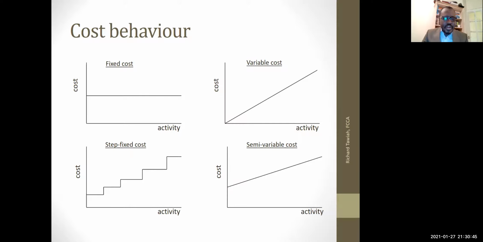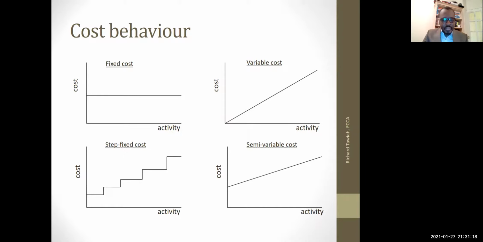Look at semi-variable cost. You realize that the line does not start from zero, from the origin. It starts from somewhere. It tells you that when activity was zero, there was a cost. This shows that semi-variable cost has two components: a component of fixed and a component of variable. That's typically what we can see, and you can always use a regression line to tell the component that is fixed and the component that is variable.